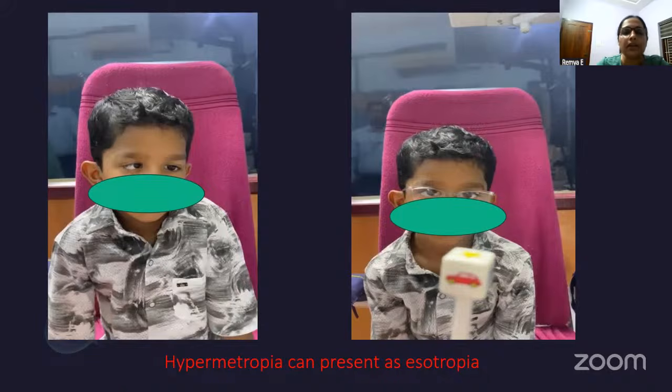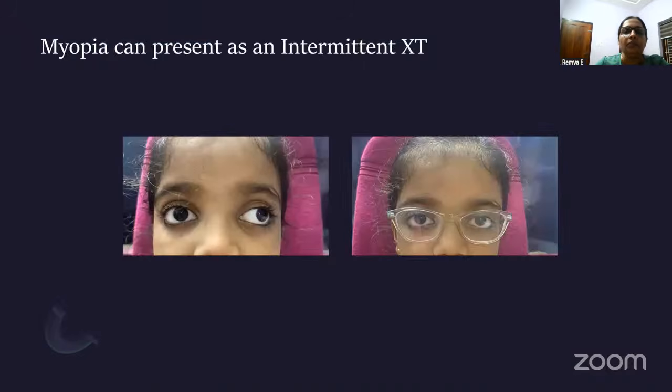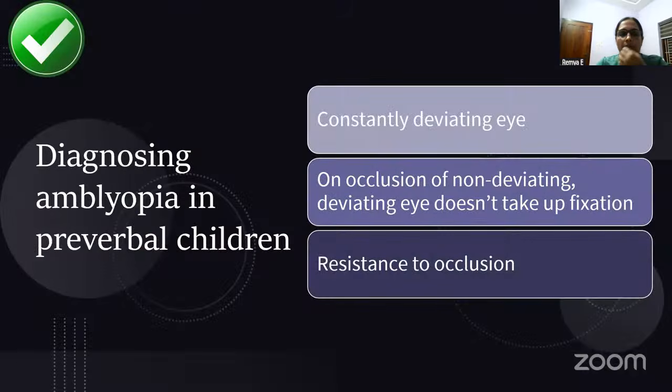So simple refractive error management is the treatment for this case of squint. As well as this child, she has come with an intermittent exotropia and she was myopic. When we gave the glasses, she is ortho. So this is the importance of cycloplegic refraction in any case of squint in all children.